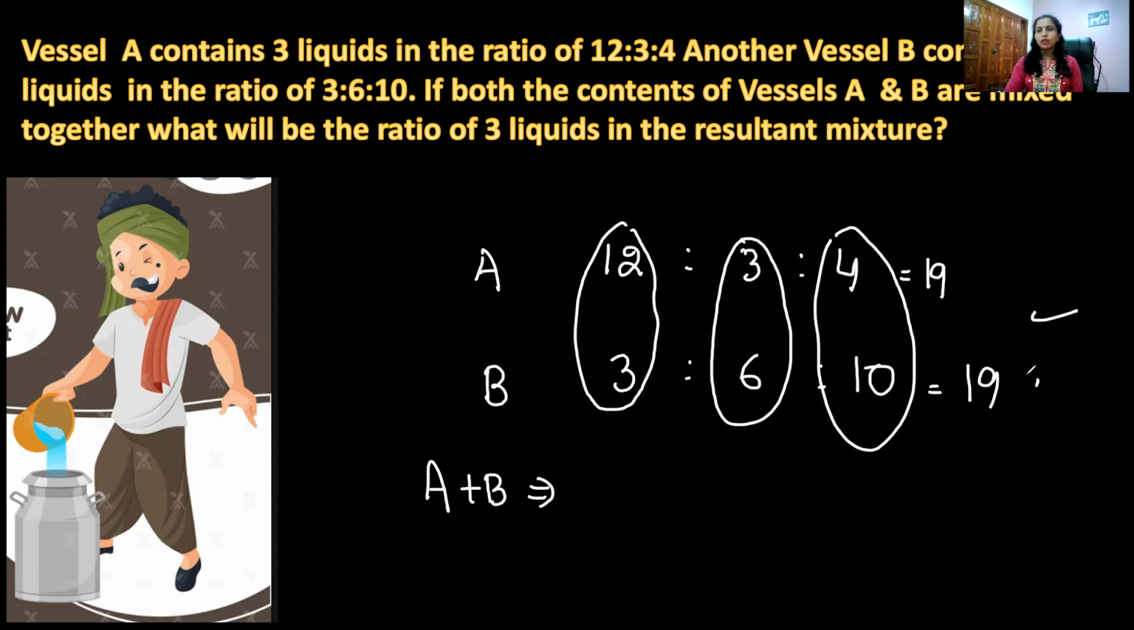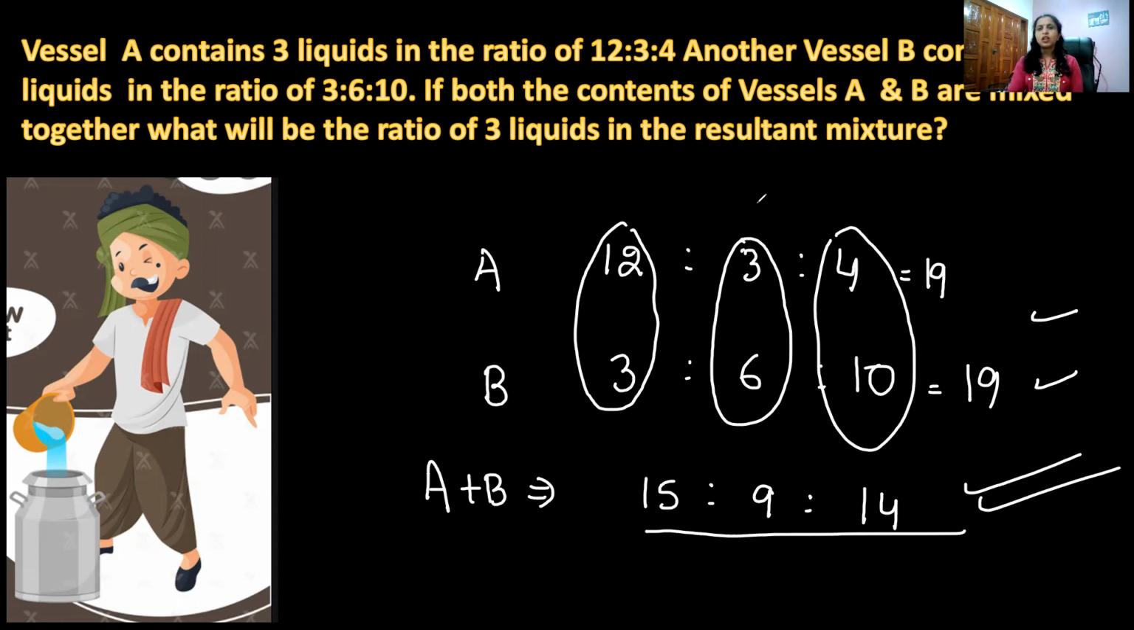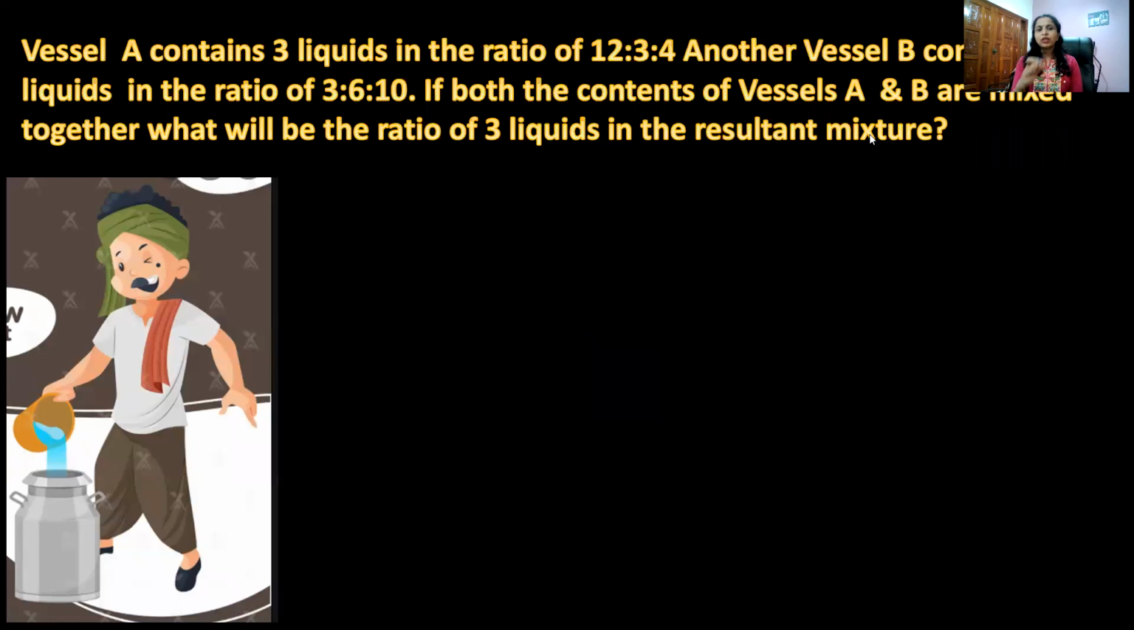When the sum is same, we are just adding them. So 15:9:14, and we cannot reduce it further. So that gives us the answer. So see, alligation, this much simple, you might not have learned anywhere. So this is the simplest possible method.